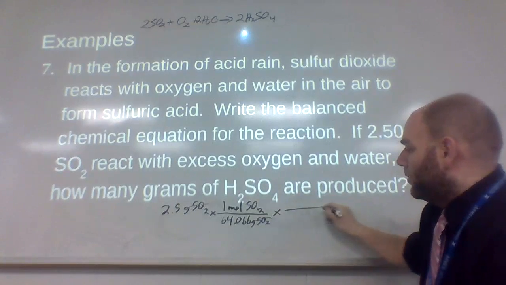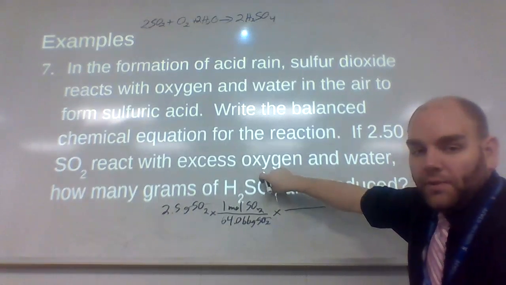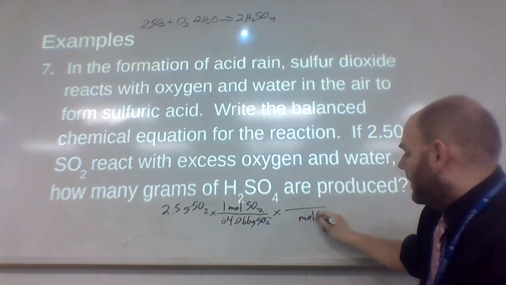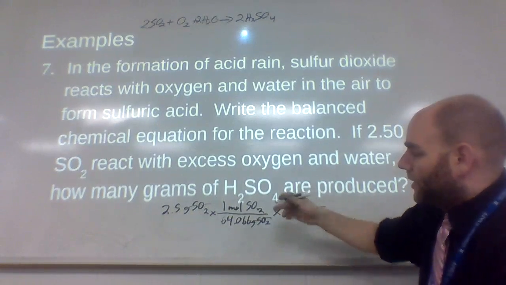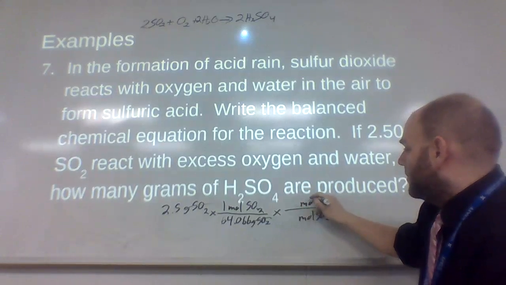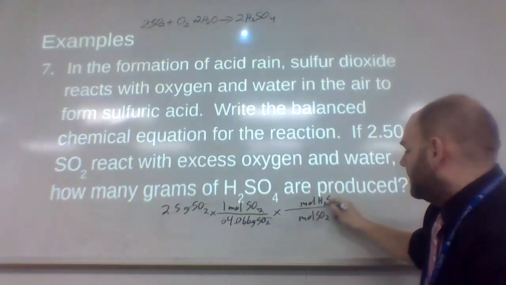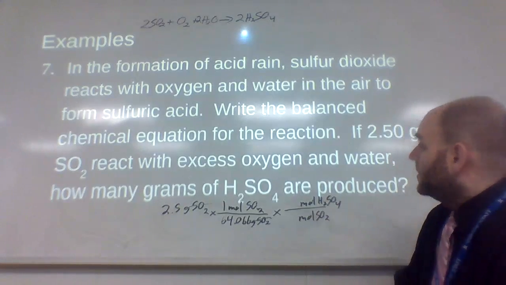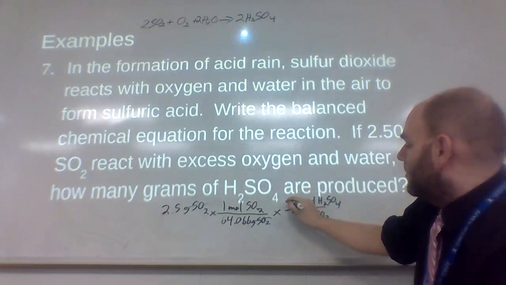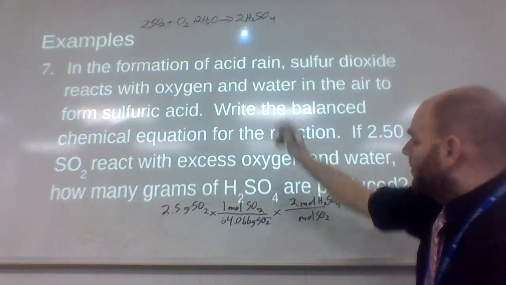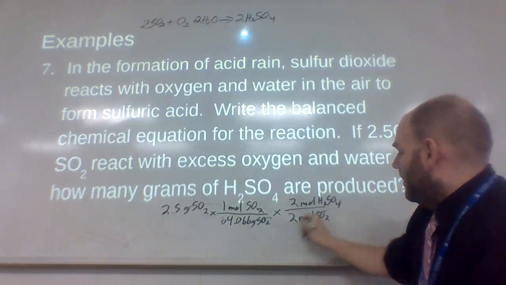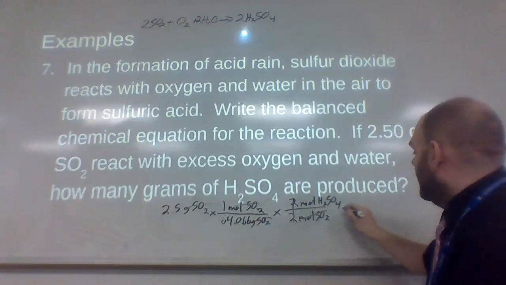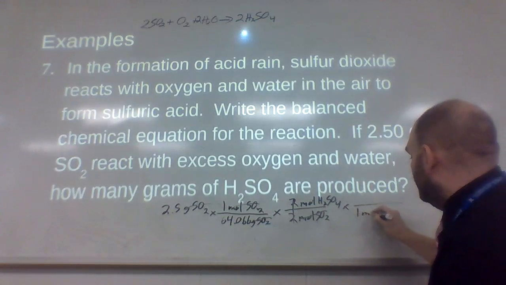So I need to do the mole ratio to actually change from SO2 to H2SO4. What am I trying to get rid of? SO2. So I know that's going to go on the bottom. What are we trying to get to? H2SO4. So I know that's going to go on the top. Now I'm looking where for this? Balanced chemical equation. Moles of H2SO4, I have 2. Moles of SO2, I have 2. What's going to happen to those 2's? See you later. So now we have 1 mole on the bottom.